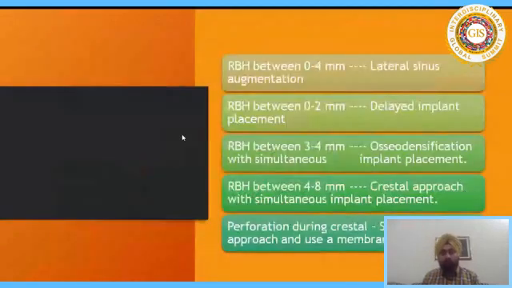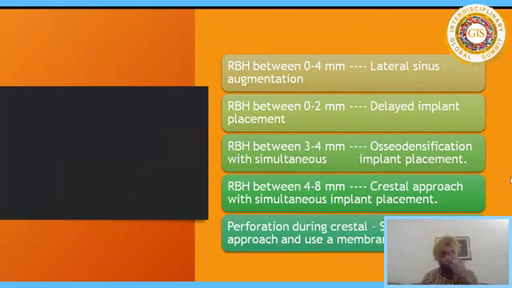So there are some general criteria that can be followed for making a judgment over a lateral or a delayed implant like this. If the residual bone height or RBH is between 0 to 4 mm, you could go for a lateral sinus augmentation. When it is between 0 to 2 mm, you should always delay the implant placement. Residual bone height between 3 to 4 mm, with simultaneous osseodensification you can do implant placement.